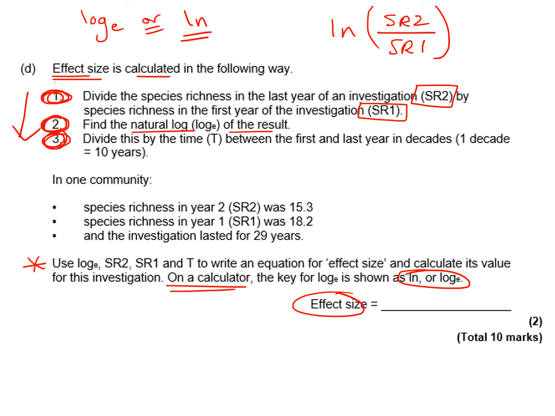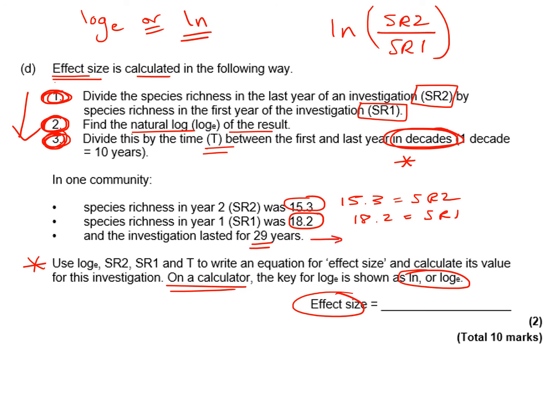And then it says point number 3, divide the answer that we get at the top by the time between the first and the last year in decades. So this decade is really important. So we know SR2 is 15.3. We know SR1 is 18.2. And we know the time in years is 29 years, but we know that is 2.9 decades. So the last thing we need to do is divide our original division by the time in decades.